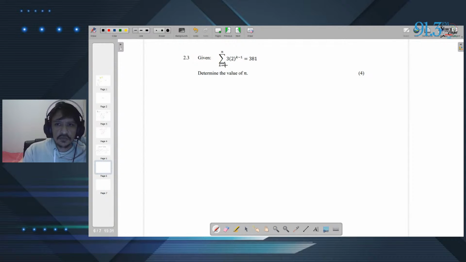Now, if we must find the first term in the sequence, it's very simple. We just substitute k equals 1 into here. Okay? So we can go ahead and do that. So the first term in the sequence is going to equal 3 times 2 to the power of 1 minus 1. That's going to give us an answer of 3. So we know that the first term is equal to 3.